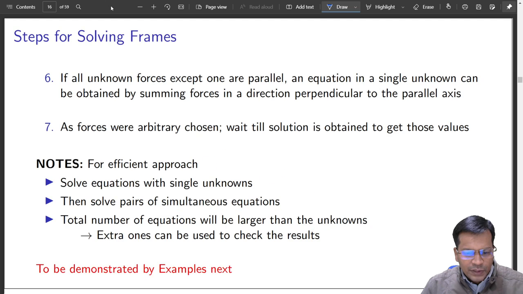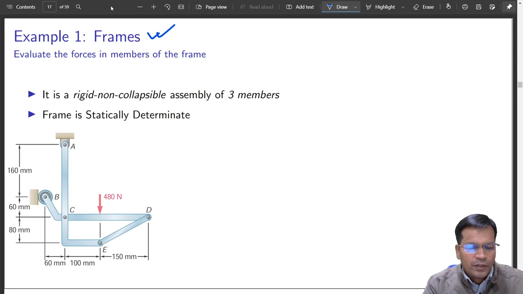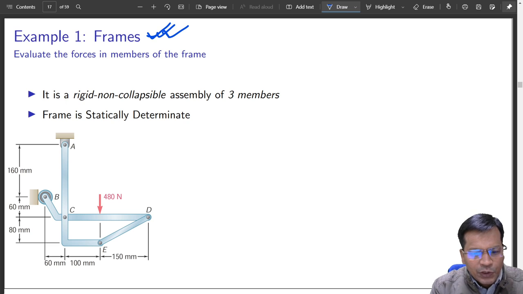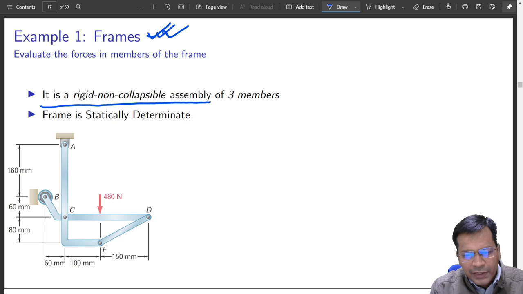Okay, we started with the numerical, this one, the first frame. I hope all the concepts are clear. So now we can jump to this example. What I assume, don't forget, is that it is a rigid non-collapsible assembly of three members.